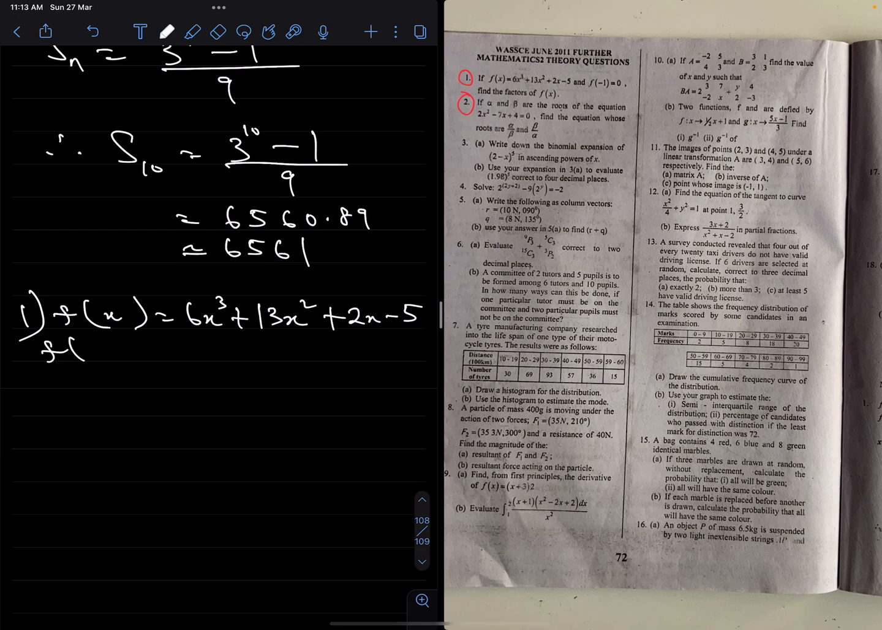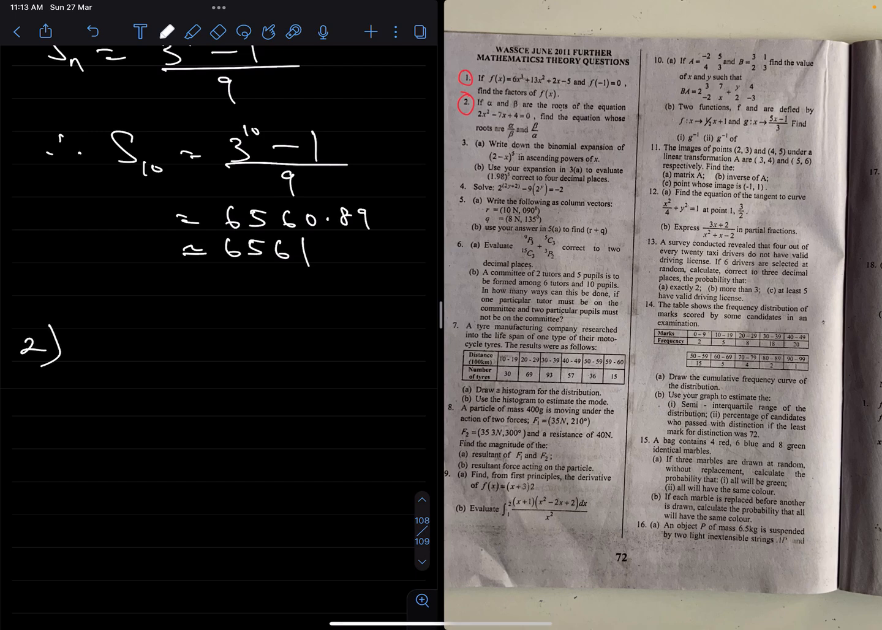And f of minus 1 equals 0. Find the factors of f of x. I've not taught you polynomials, so I'm not doing this one. I've not even finished doing questions on what I've taught you and what you have done. Now let's check the next one, number 2.